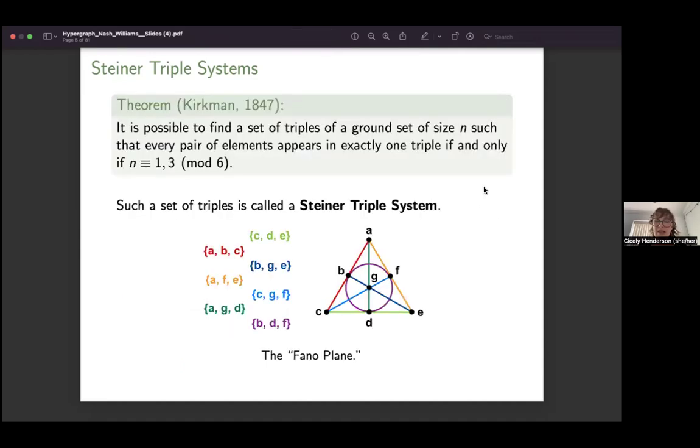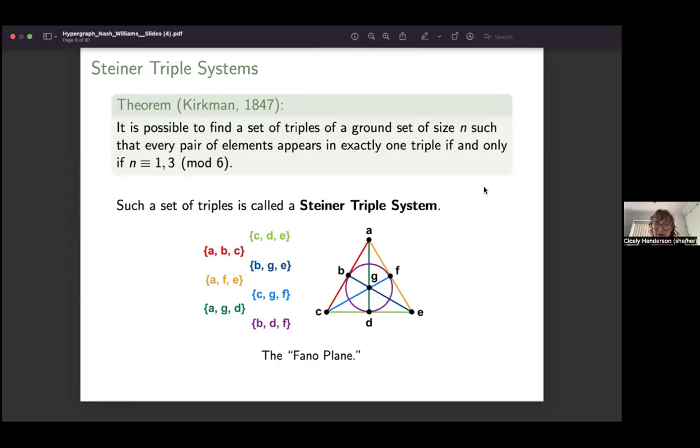So Kirkman showed in 1847 that it's possible to find a set of triples of a ground set of size n such that every pair of elements appears in exactly one triple if and only if n is equivalent to 1 or 3 mod 6. And such a set of triples is called a Steiner triple system. There's a bit of a misnomer there, but that's a story for another day.